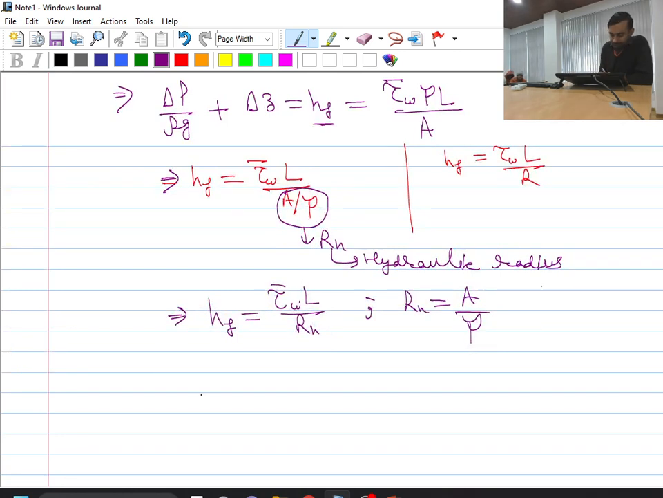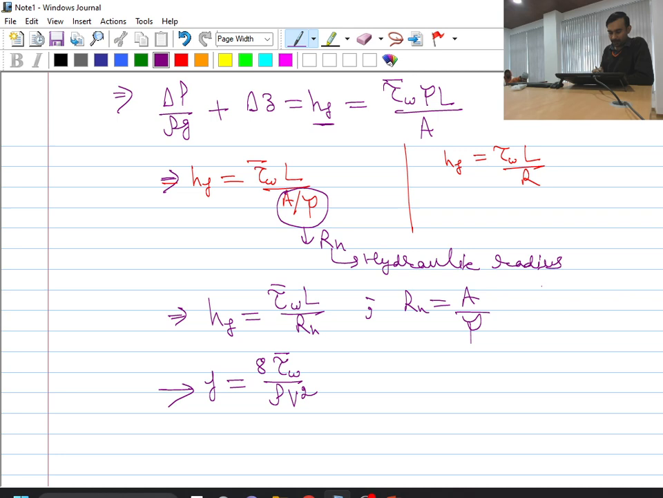Now what else can we do? We also know one correlation from the study of circular ducts, which we have derived there: f is equal to 8 times tau w by rho V square. So the friction factor is equal to 8 times tau w by rho V square. For non-circular ducts, my tau w can be written as hf into RH by L.